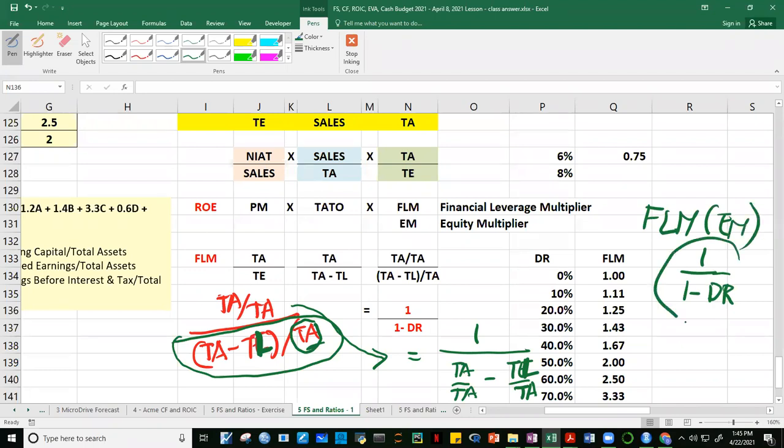So let's take a look at this, guys. Okay, what happens to your financial leverage multiplier if your DR increases? Pag tinataasan natin yung, ano yung DR, guys? Debt ratio siya, di ba? Pag tinataasan natin yung utang, pag gumagamit tayo ngayon ng debt to finance our assets, okay, what happens to your financial leverage multiplier?